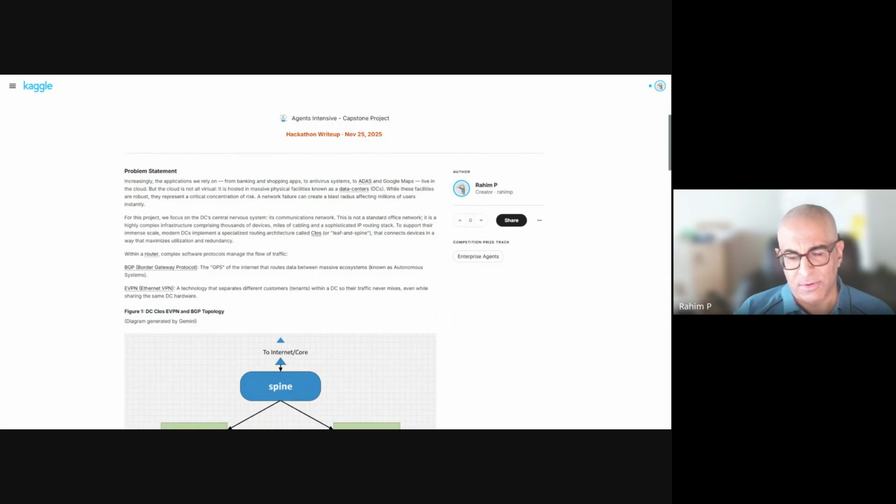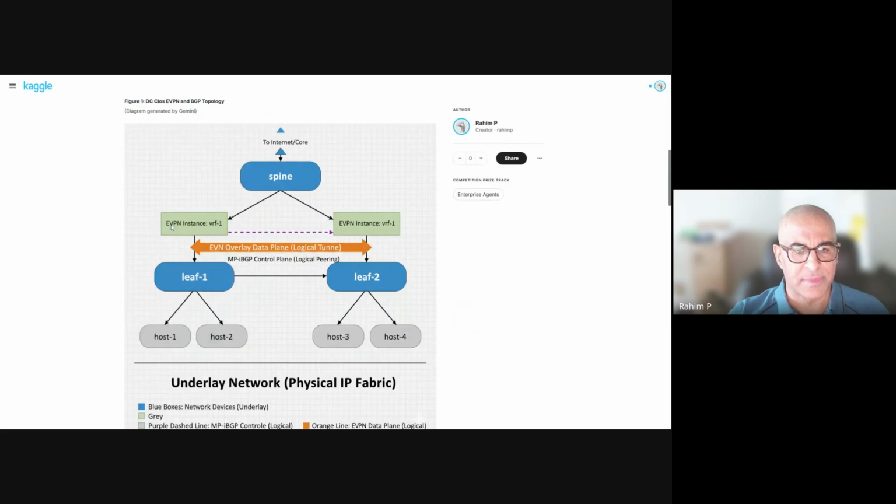So when things go wrong with this network, when there are failures, we feel it, millions of people feel it. And so this solution is meant to proactively monitor these networks and resolve, in seconds, as we'll see in the demo, issues that happen in the network. I encourage you to read this write-up and play with the notebook. If you have any questions, please reach out. I will switch to the Kaggle notebook now.